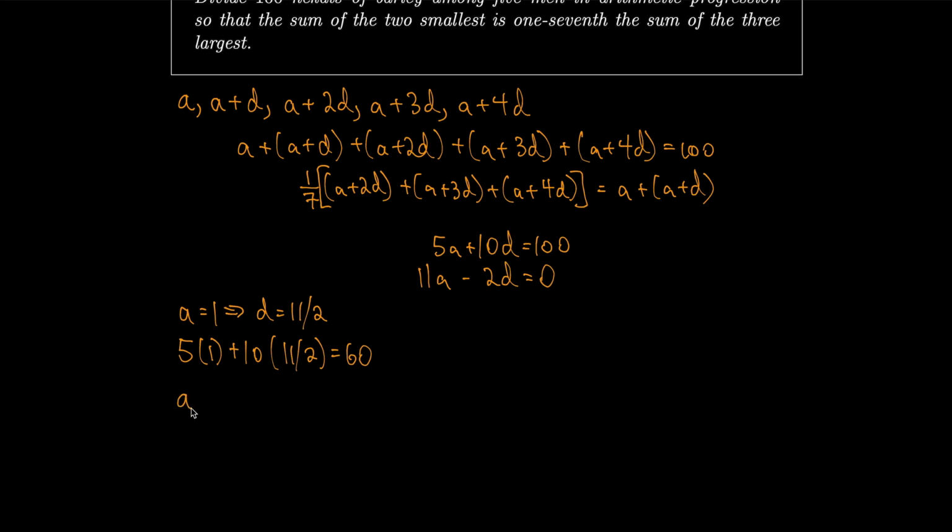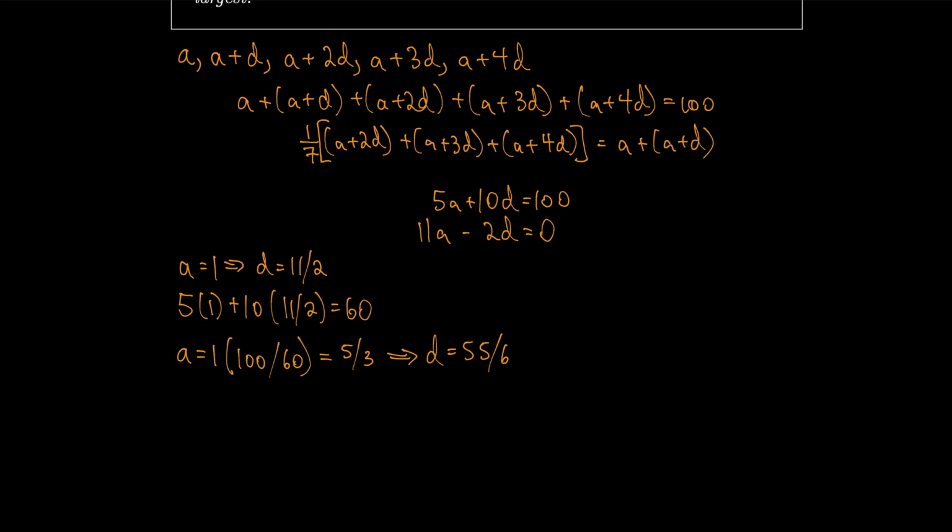but it's a good starting point because we could take a equals 1 times 100/60 now, where we refine our choice of a by multiplying it by 100 divided by the 60 that we got. So that's 5/3. And then that gives us a new d value of 55/6. If we were to keep going, I mean, you keep plugging this in the way that we just did, refining a over and over, and you'll eventually get to 10/6 for a.